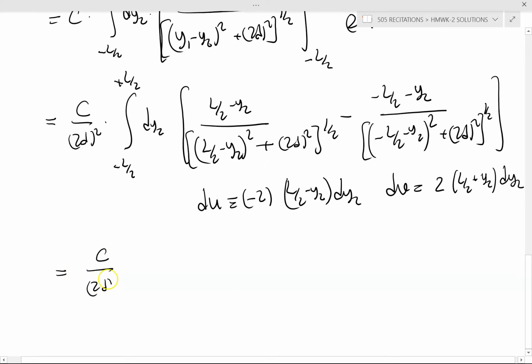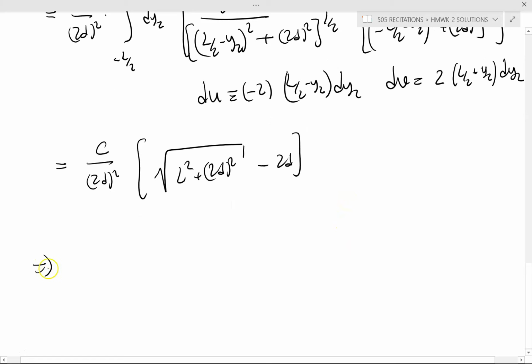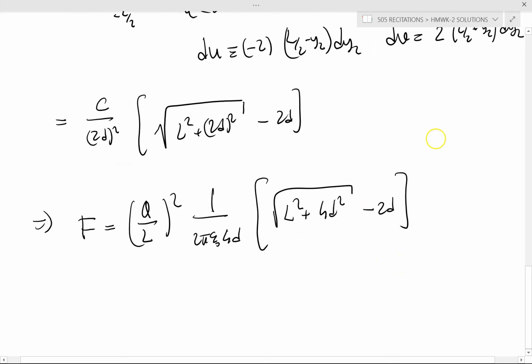c over 2d square, L square plus 2d square minus 2d, which means that f is nothing but q over L square, 1 over 2 pi E0, 4d multiplied by L square plus 4d square minus 2d. Okay.